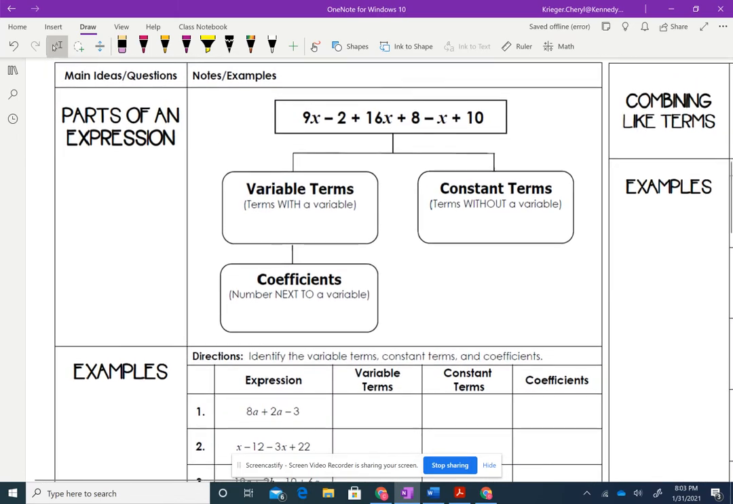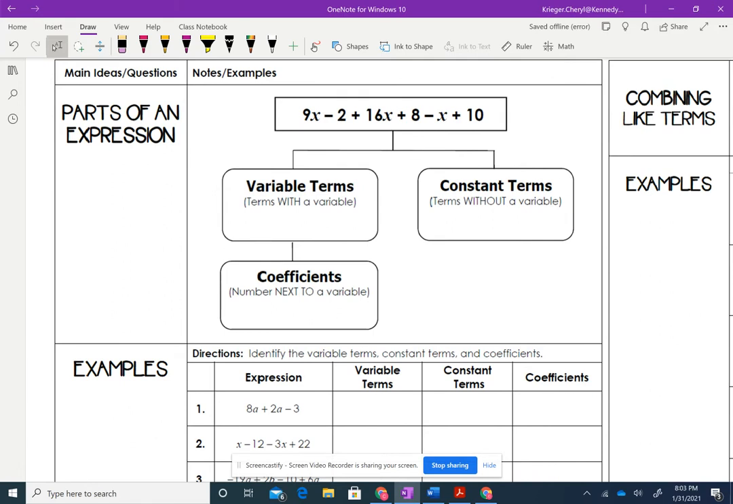So this is straight from your notes, and we are combining like terms officially, and it gives us a long expression: 9x minus 2 plus 16x plus 8 minus x plus 10. And it wants us to separate the terms into variable terms and constant terms. So variable terms, guys, math isn't too tricky here, means the terms with a variable, anything with an x.